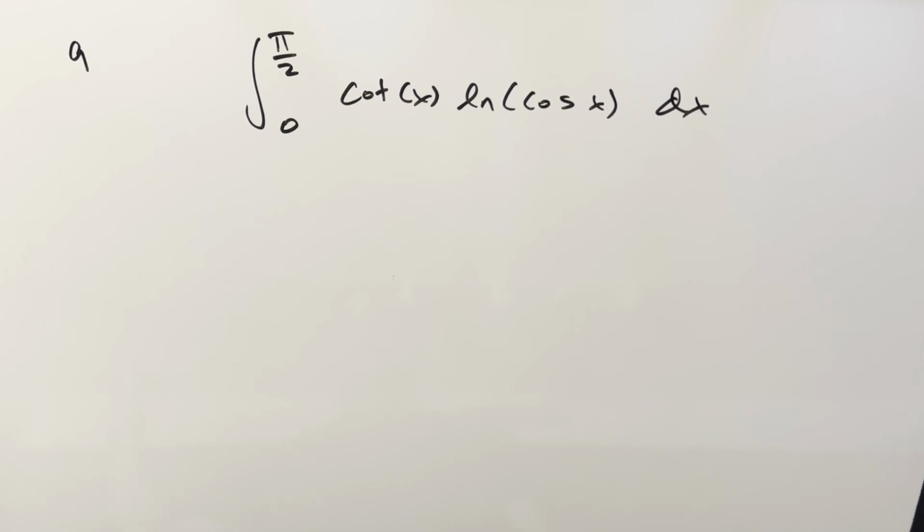Okay, we've got a fun problem here today. This one's from Berkeley Integration Bee 2022, problem number 9. We have the integral from 0 to pi over 2, cotangent x, natural log, cosine x, dx.